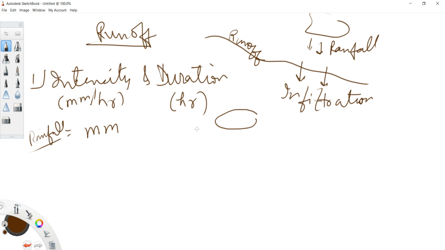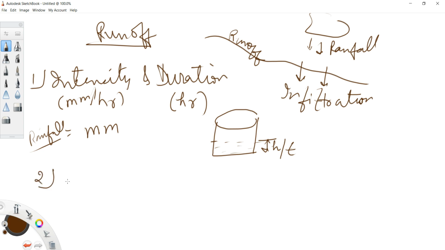And the intensity is very easy to measure. During any rainfall event, you can leave a bucket outside and see how much water has filled into this bucket. You can measure this height and you know the time over which the rainfall has occurred. So that will tell you how much rain has occurred in this time or in this location. That was the first factor, intensity and duration, which is going to control the runoff.